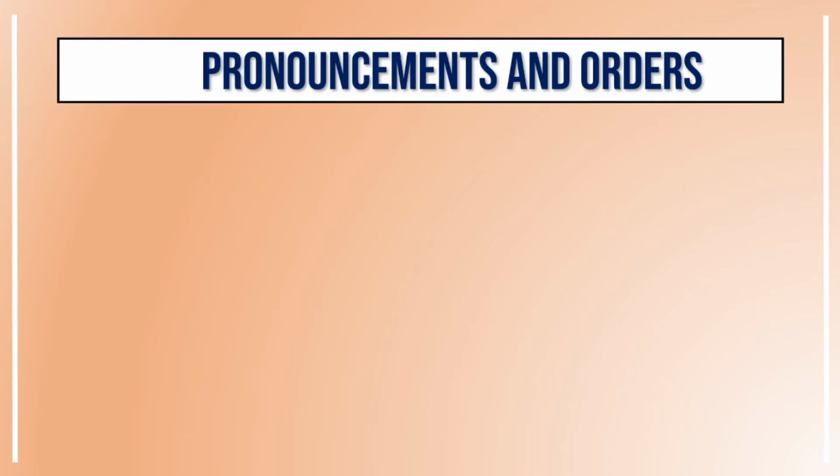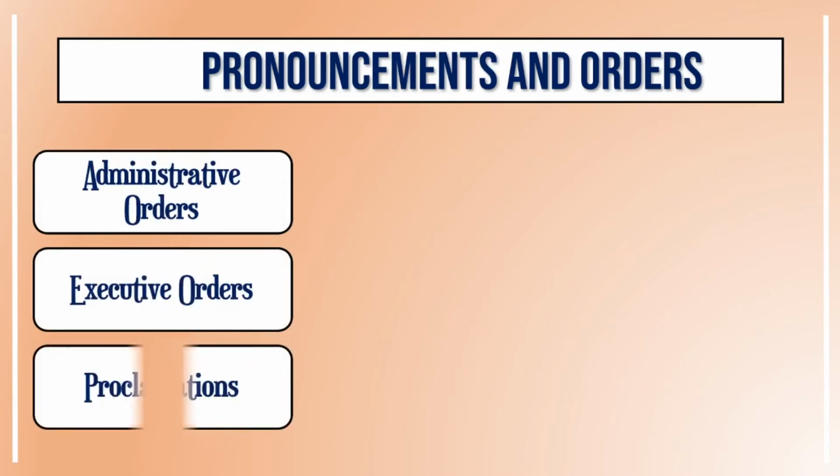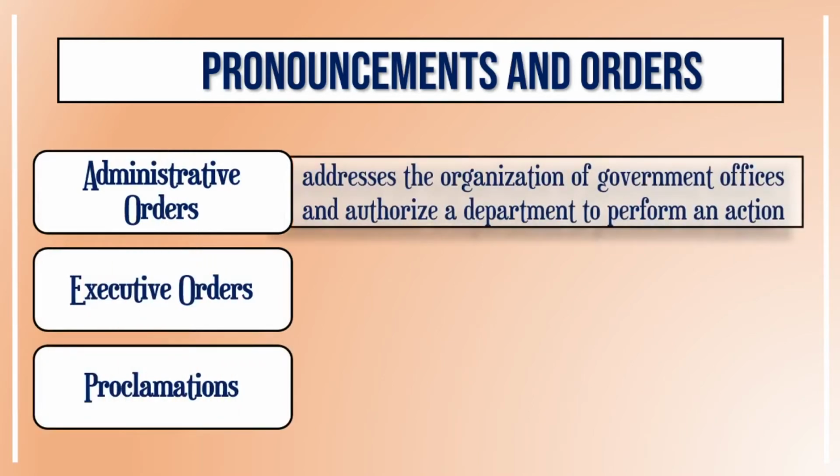The President can also execute pronouncements that are not legislation, but have the effect of law, since they are implemented by the government and followed by the citizens. First is administrative orders, which address the organization of government offices and authorize a department to perform an action. Acts of the President which relate to particular aspects of governmental operations, in pursuance of his duties as administrative head, shall be promulgated in administrative orders.